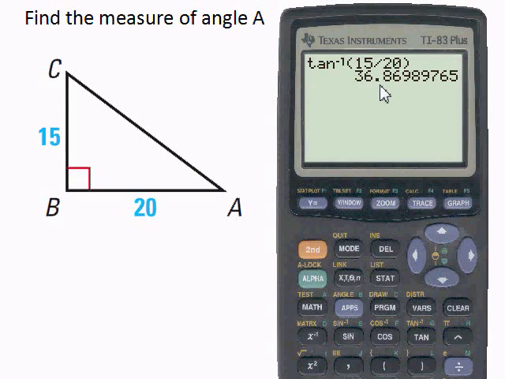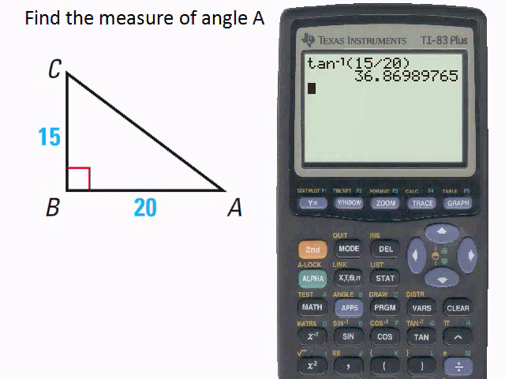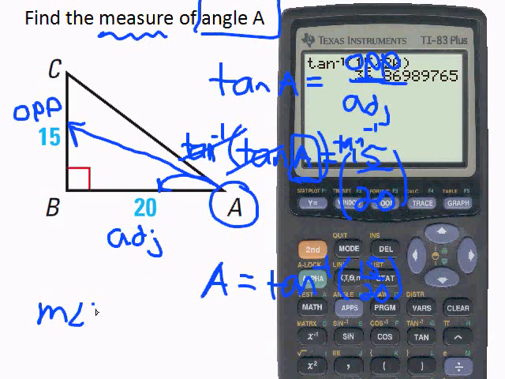We notice that we got 36.9, but I forgot a key step. Make sure your calculator is in degree mode. We notice it is, so 36.9 is our answer, which means the measure of angle A is equal to 36.9 degrees.